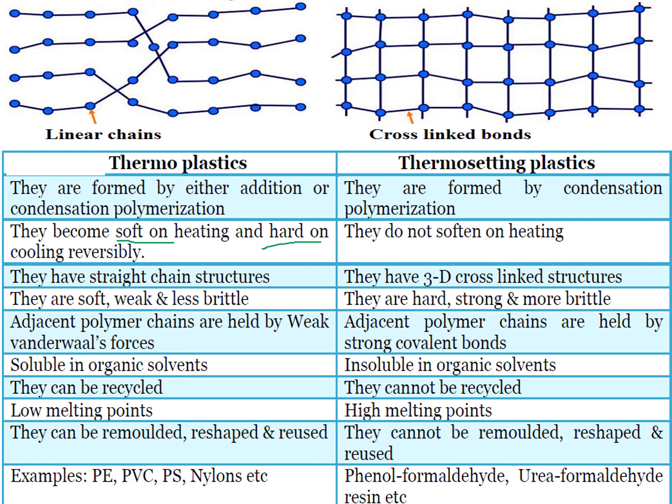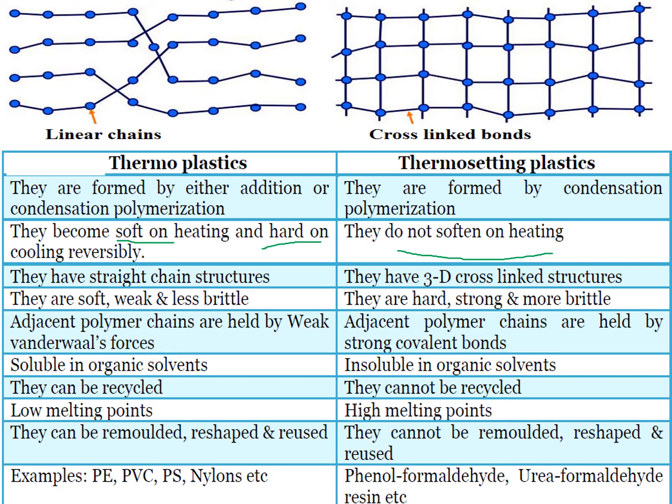one plastic object made by the thermoplastics. When it is destroyed, you can heat it and make it soft, and you can make another object, whatever desired shape you want. That type of plastics are called thermoplastics. But the plastic which doesn't become soft on heating is called thermosetting plastics. If you heat more and more, they undergo combustion, but they do not become soft. Those are called thermosetting plastics.